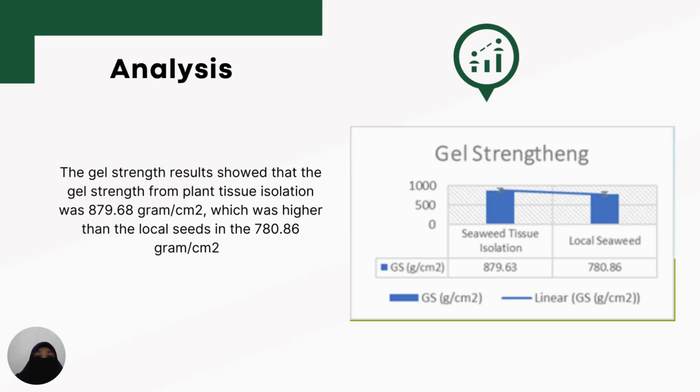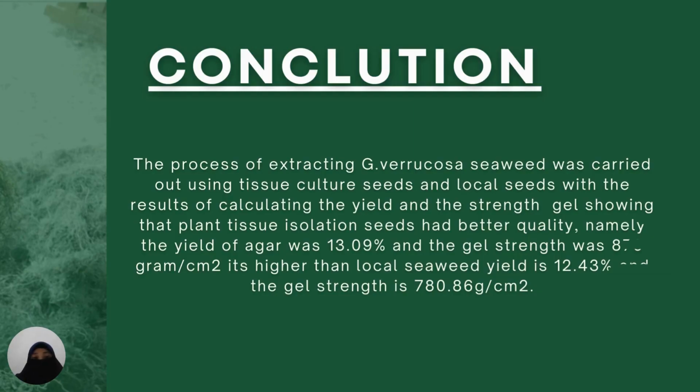In the end of this research, we made the conclusion that the process of extracting Gracilaria verrucosa seaweed was carried out using the tissue culture seeds and the local seeds, with the result of calculating the yield and the gel strength showing that plant tissue isolation seeds had better quality. Namely, the yield of agar was 13.09% and the gel strength was 879 grams per centimeter square. It is higher than the local seaweed yield.